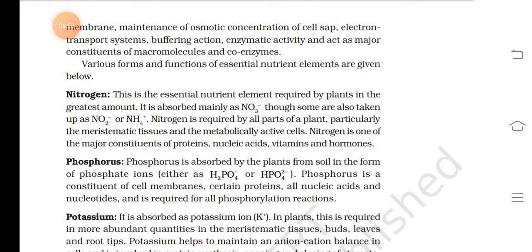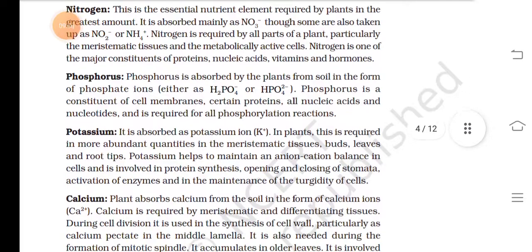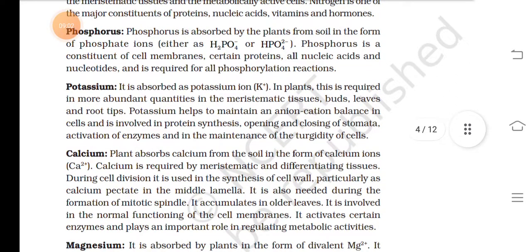Phosphorus is absorbed by the plant from soil in the form of phosphate ions, either as H2PO4 minus or HPO4 minus 2. Phosphorus is a constituent of cell membrane, certain proteins, all nucleic acids and nucleotides, and is required for all phosphorylation reactions. Potassium. It is absorbed as potassium ion in plants.